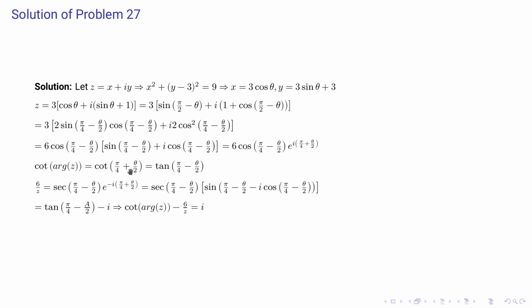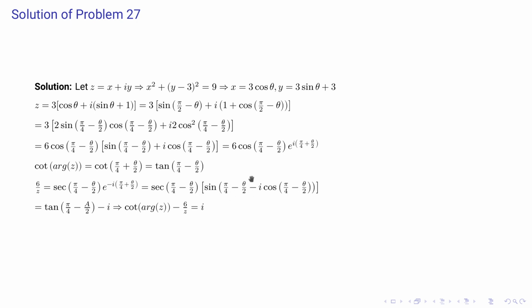So once we have cot of arg of z, we need to evaluate 6 by z. When you evaluate 6 by z, this 6 will get cancelled with this 6, and cos will become sec of pi by 4 minus theta by 2. And the argument, the power of i, will become negative. So this we write as sec of pi by 4 minus theta by 2, and this we can write as sine of pi by 4 minus theta by 2.